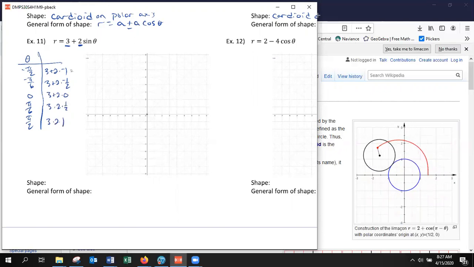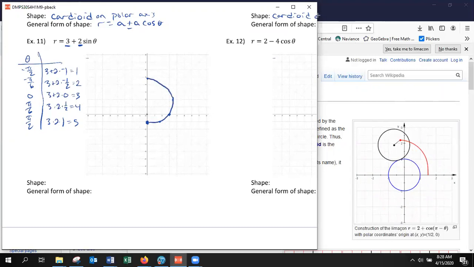So my smallest radius occurs up here with a radius of 1, and that's at an angle of negative pi over 2. This one will be 3 minus 1, which is 2, and that would be at negative pi over 6. 3 plus 0 at an angle of 0. 3 plus 1 at an angle of pi over 6. And then 3 plus 2 at an angle of pi over 2. So my smallest radius is 1. My largest radius is 5.